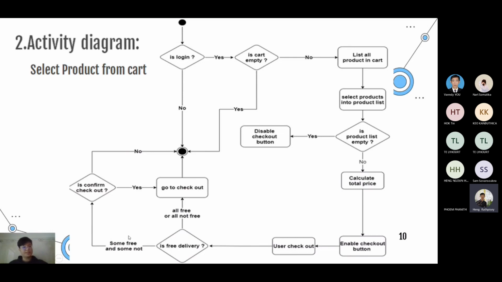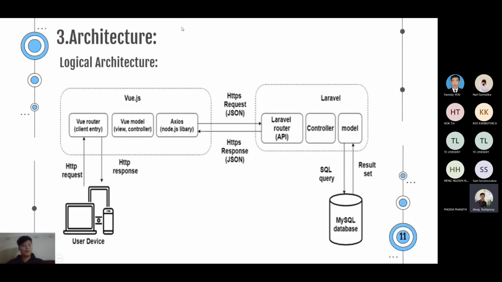If some products are free and some are not, we will need to check them. So we will confirm with the user, and if the user says yes, we will continue to the checkout. And if all the products are free or all products are not free, we don't need to pop up the warning sign. Now I will show you the architecture of this project.